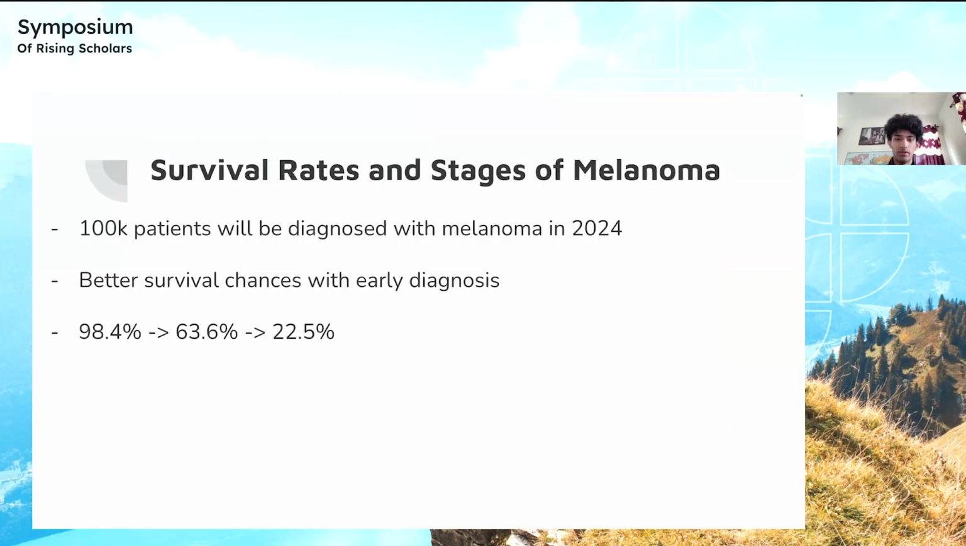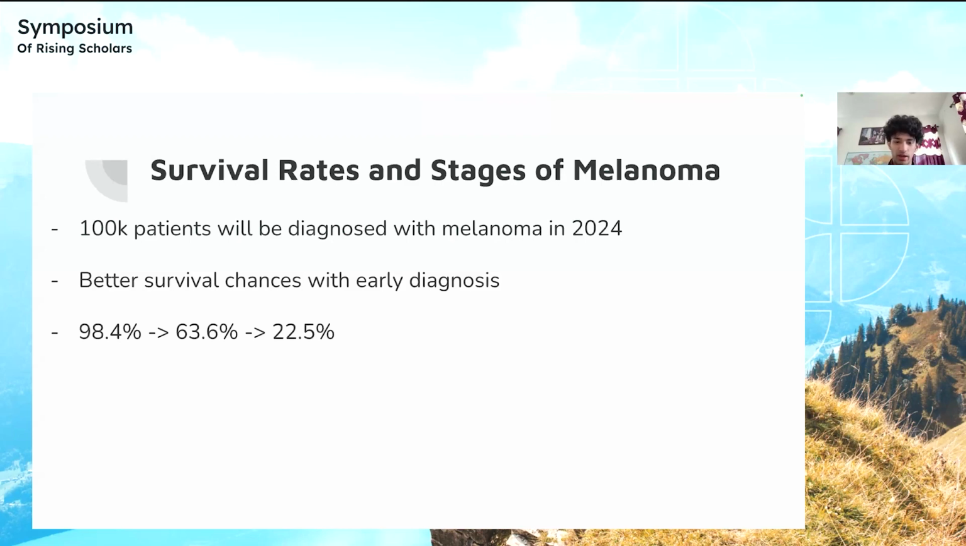The rates of melanoma diagnosis have doubled from 1982 to 2011, highlighting the increased prevalence of this disease. In 2024, it's estimated that 100,000 patients will be diagnosed with melanoma. Survival rates significantly vary depending on the stage of diagnosis. Patients diagnosed with stages 0 to 2 melanoma, that just means the cancer has not spread beyond the original site, have a high survival rate of 98.4%.